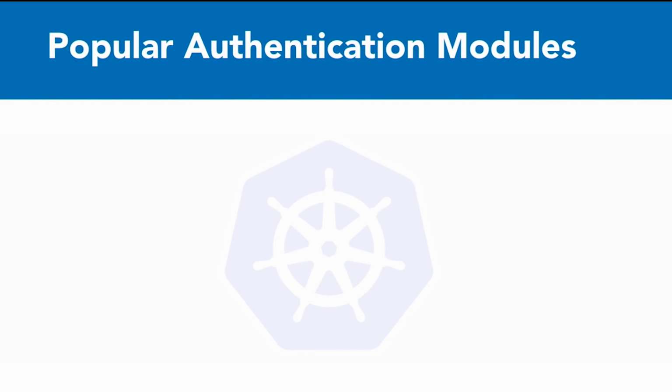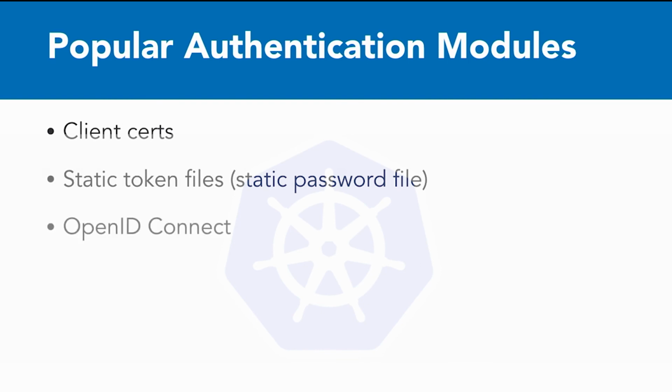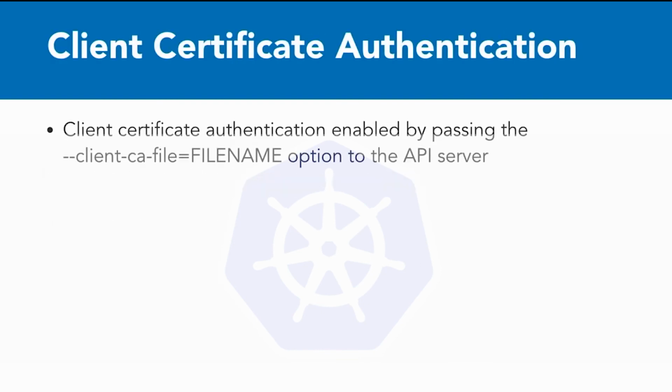There are a number of ways you can authenticate. The entire list can be found in the Kubernetes documentation, but we'll look at the four most popular modules that enterprises use today: client certs, static tokens, OpenID Connect, or the webhook mode.